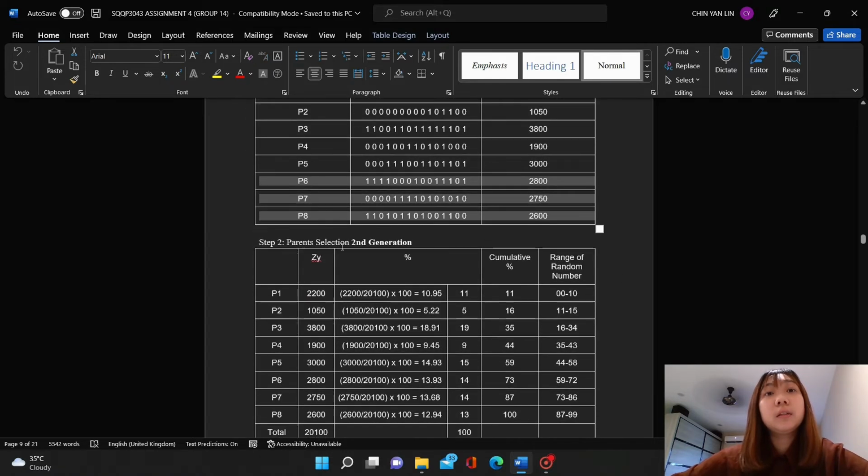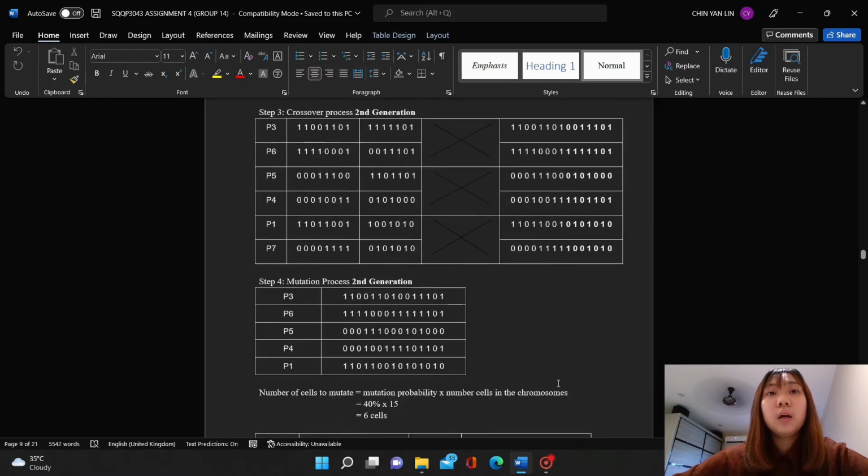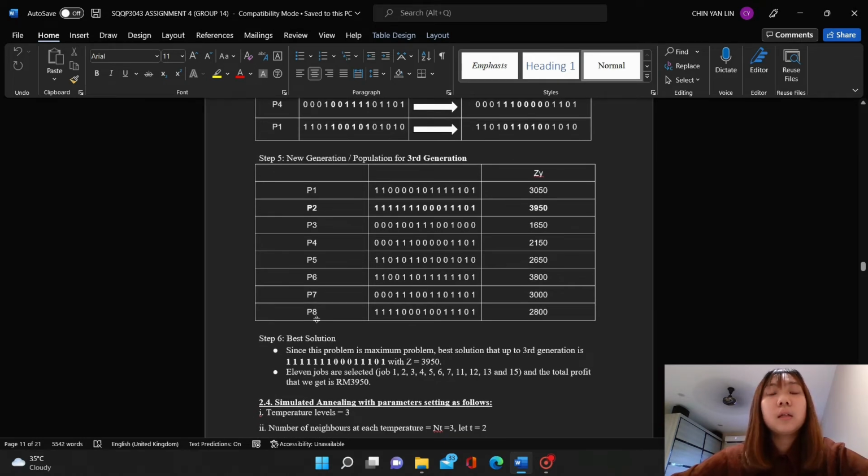In the second generation, we also do the same steps. We move to step 2 and repeat the same steps until we reach the third generation. In the third generation, we can move to step 6, which is to propose the best solution. Since this is a maximization problem, the best solution is the profit of 3,950, which is P2.